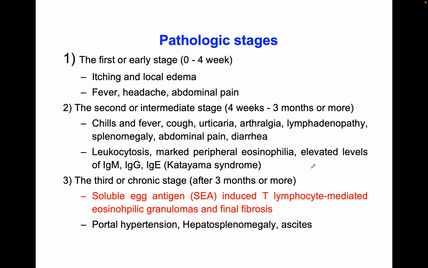First, there is the early stage, usually in the first 4 weeks after infection, with itching and local edema because of the allergic reaction to the penetration of the cercaria into the skin. So there is itching, and there might be type 1 hypersensitivity, and then there might be fever, headaches, or abdominal pain.